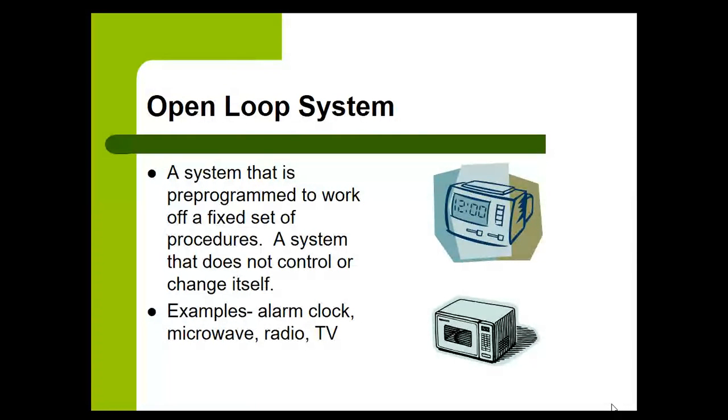A microwave is another good example. When we look at the way a microwave works, we set the time. Once we set the time, the microwave's going to cook for as long as it's supposed to cook for, and then it's going to shut itself off. Now, if the food is overcooked and burnt, it's not going to stop. If it's undercooked and not cooked all the way or not warm enough, it's not going to keep going. It only does what you tell it to do.